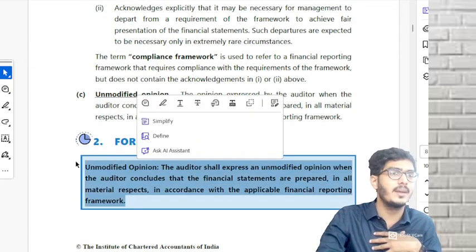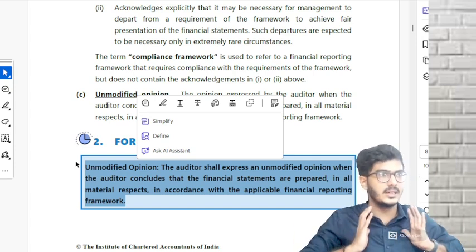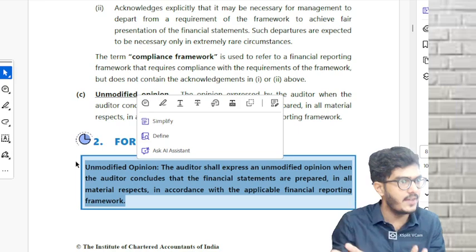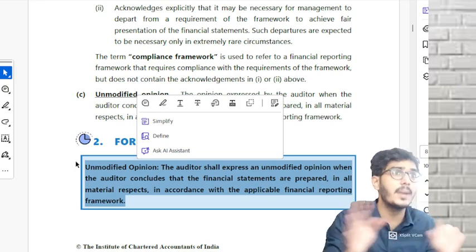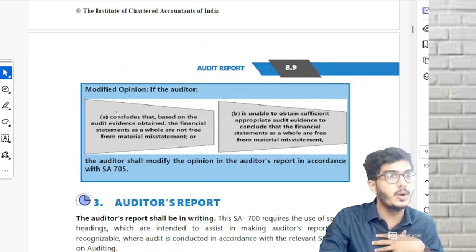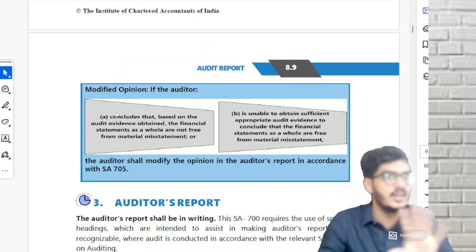Unmodified opinion. When does an auditor give an unmodified opinion? When the financial statements are prepared in all material respects in accordance with the AFRAF. That means the auditor has concluded that the financial statements are prepared in accordance with the AFRAF, and there is nothing big wrong. So he will be giving an unmodified opinion. When do we get a modified opinion? We will not do this now. When we do SA 705, I'll come back here and explain this.